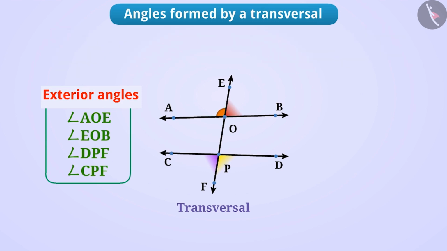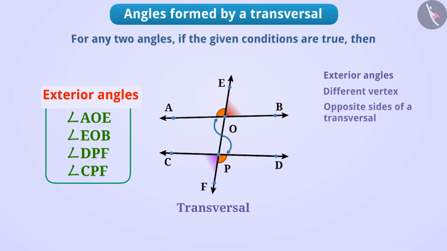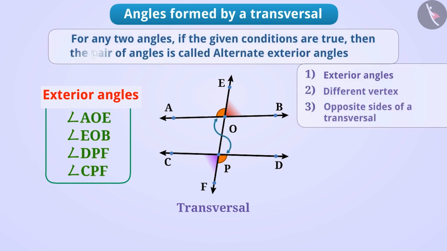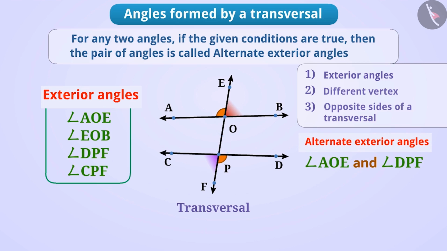If we consider angle AOE and angle DPF, we can see that both of them are exterior angles. Both have a different vertex and are on the opposite sides of the transversal. Such pairs are called alternate exterior angles. Can you find out another pair of alternate exterior angles apart from this? Try it yourself. Let me tell you. Here, angle CPF and angle EOB are another pair of alternate exterior angles.